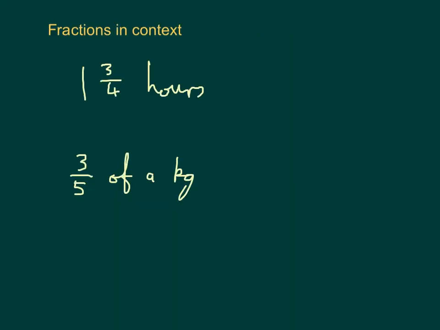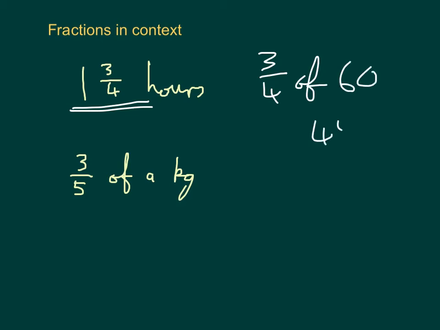The next thing I want to have a look at is fractions in context, or specifically fractions when they're used with measures. So say, for example, I'm looking at 1 3/4 hours, and want to know how many minutes that is. Of course, I know that 1 hour is 60 minutes. 3/4 of an hour, of course, I'm finding there 3/4 of 60, which is 45. So I'd have to do 45, add the 60 to get my 105 minutes.